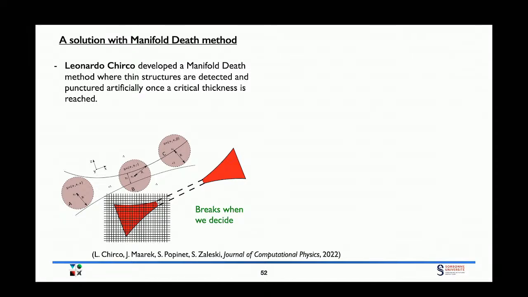Now we propose a solution for that using the manifold death method. This manifold death method is added on top of the volume of fluid method. It was proposed by Leonardo Scarbolo, where instead of doing an implicit sheet rupture of the VOF, we make a coarser mesh on top of a finer mesh, and using these signature balls that you can find in this paper, we can rupture the sheet when we want to. We specify the thickness, and then the sheet would be ruptured at that thickness.